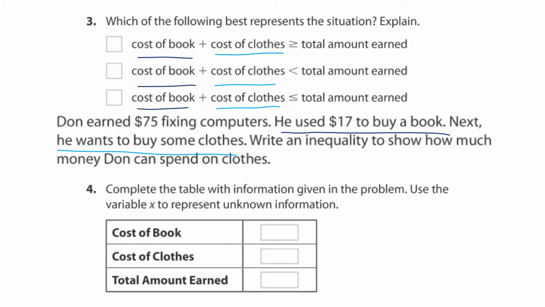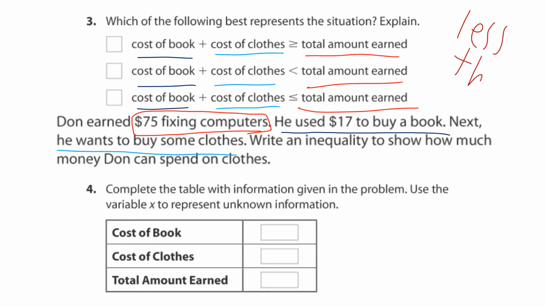Now, the total amount earned, that is his $75, right? That's the total amount earned. So the question is, what inequality is going to fit in there? Well, let's just talk it out to start. Can he spend more than $75 or less than $75? He can spend less than $75. If he spends more, he'll be in debt.